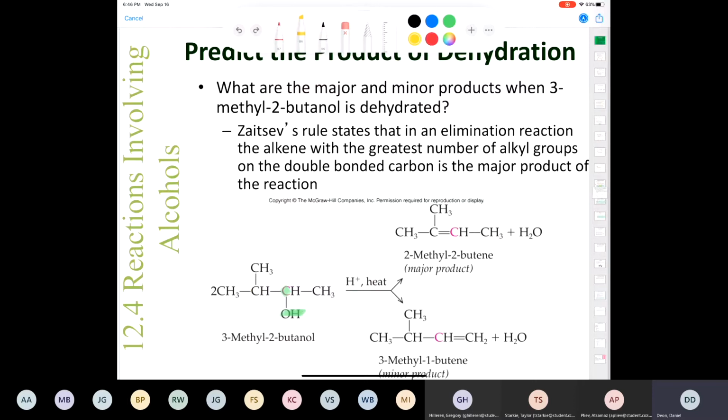We do the exact same exercise all over again. Now we look at the other next door neighbor. So we would pull our OH from here, and we'd pull a hydrogen from here. Then we'd have to draw the double bond between these two carbons.